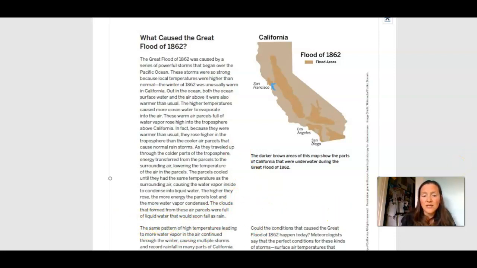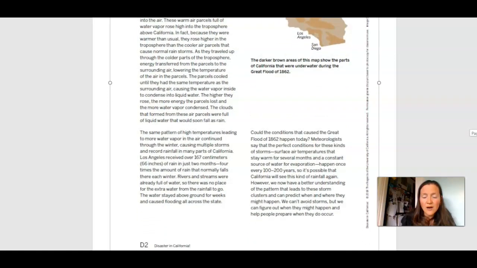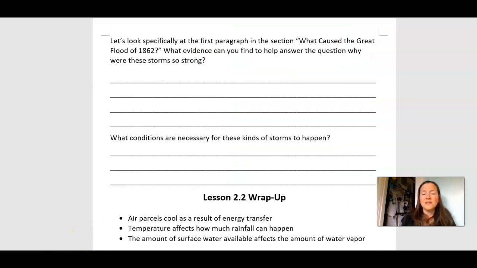And then if I look down here, what does it talk about? It talks more about what happened. It talks about the rivers and streams overflowing. That might be very interesting and relevant. Here it says it happens every 100 to 200 years. But I think that this paragraph right here has most of the information about what is causing those storms. All right, here's our place that we can write down our thoughts.